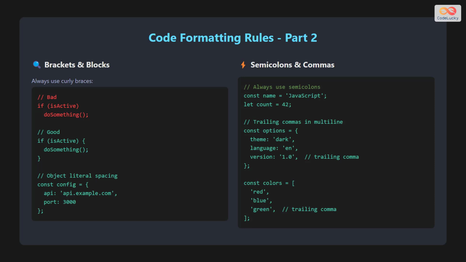Now let's talk about semicolons and commas. Always use semicolons at the end of statements. For multi-line arrays and objects, use trailing commas. These practices will improve code readability and prevent potential issues.